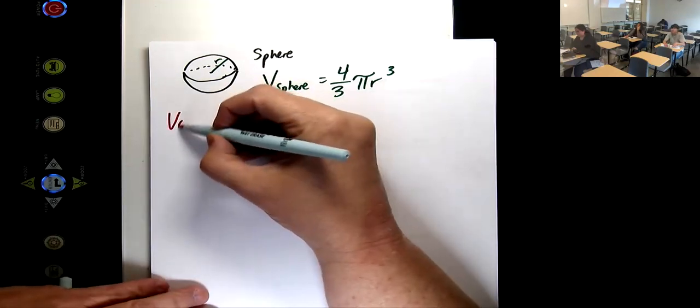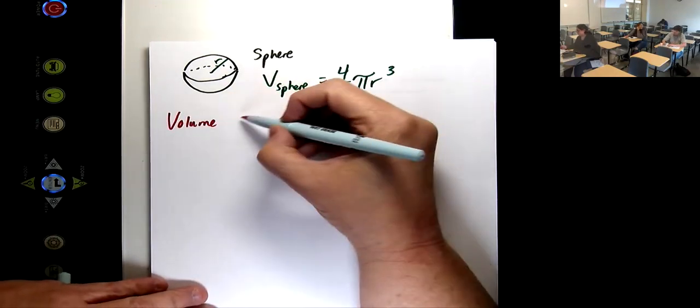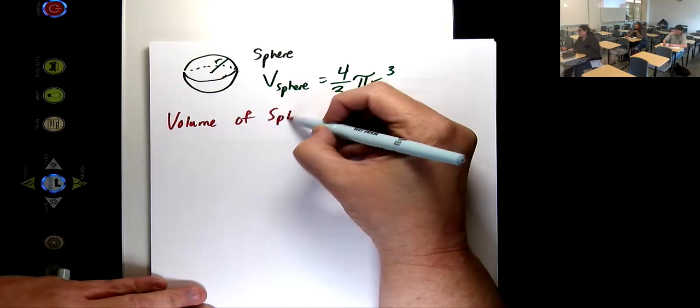Let's find the volume of a sphere of radius 3 feet.